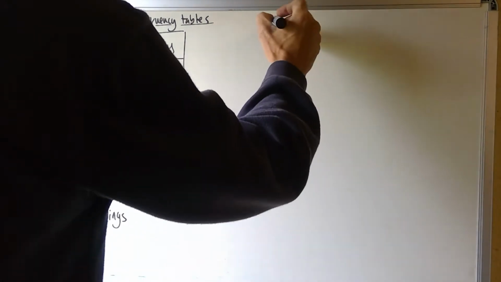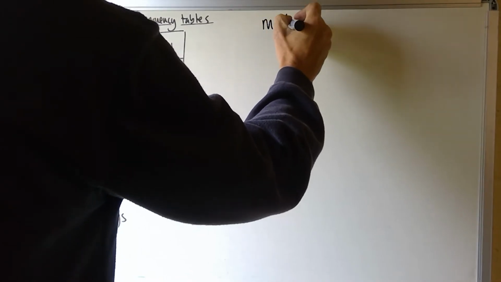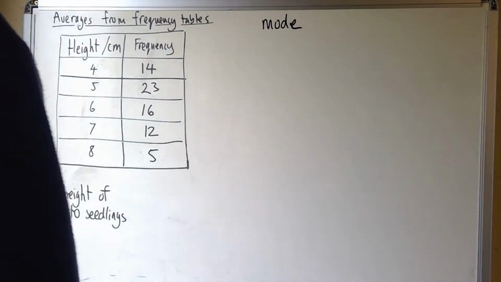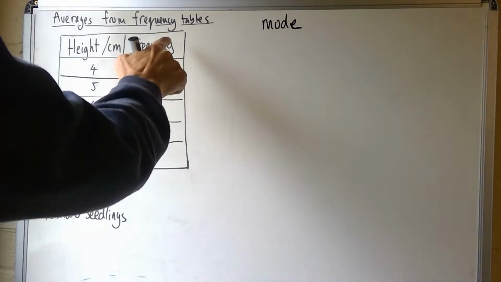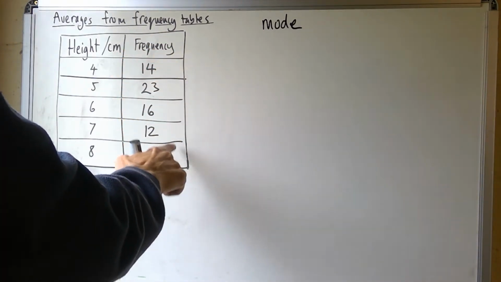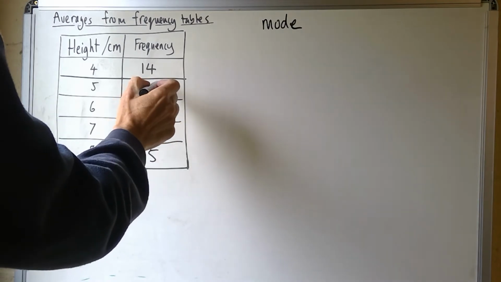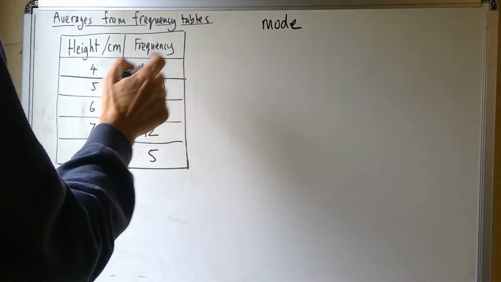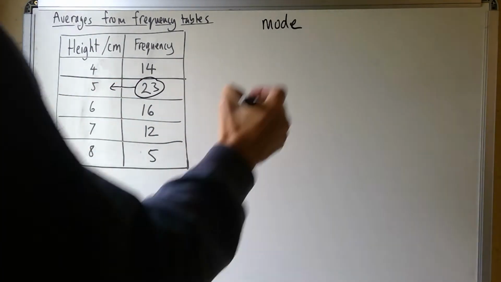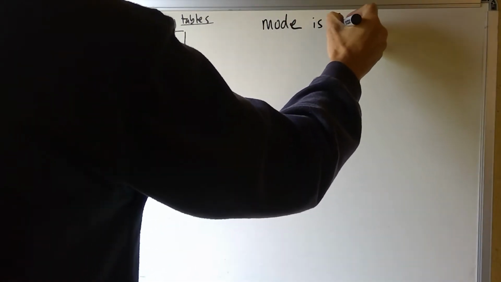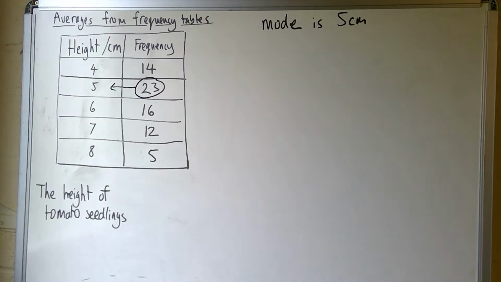So let's start with the mode. The mode is the one that's got the highest frequency, the one that occurs the most often. So if we look down this frequency table, we can see that this is the highest frequency, but the answer isn't 23. The mode is 5 centimeters, because there were 23 plants that were 5 centimeters high.